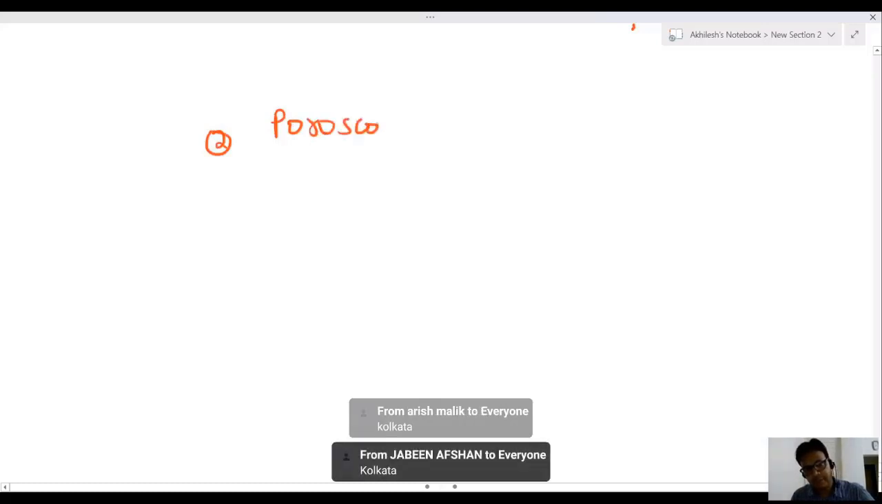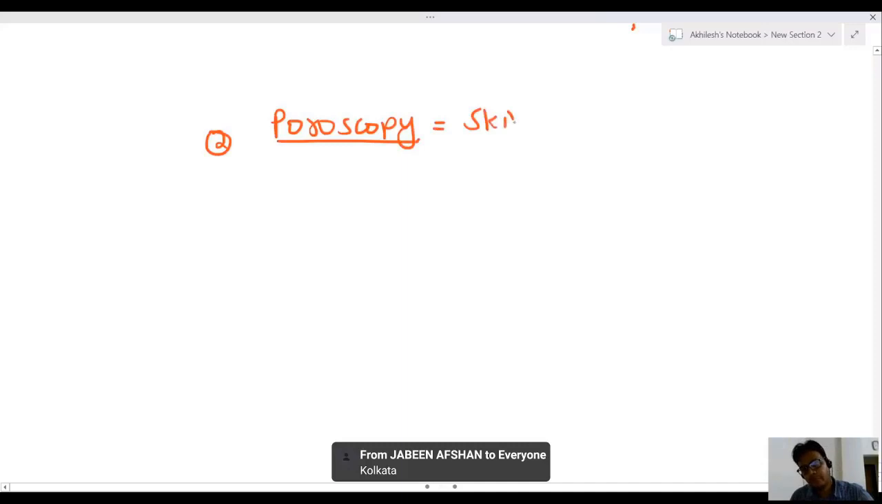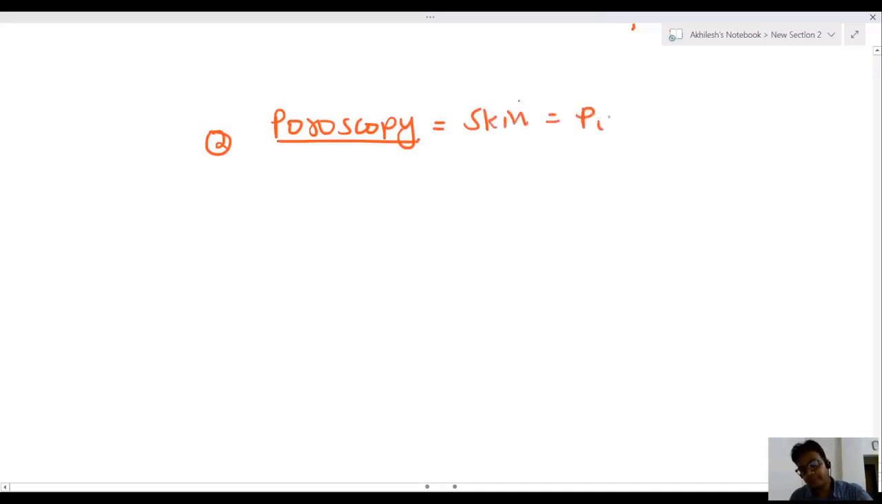Sir, second method of identification is poroscopy. Your skin contains pores. This was discovered by Locard, Edmund Locard. I have already told you. This branch is known as poroscopy.